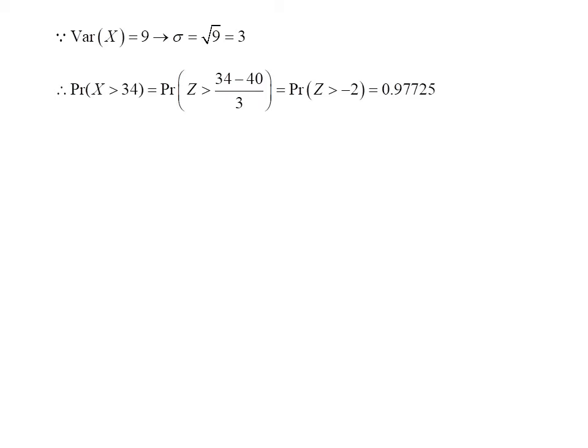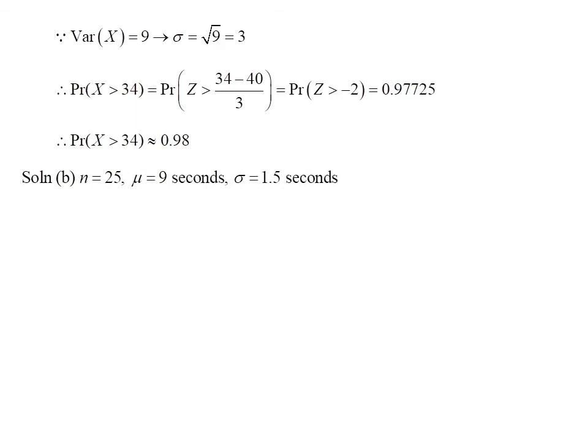So P(X > 34) can be written as P(Z > (34 minus 40) over 3), which equals P(Z > negative 2), which equals 0.97725. Hence, P(X > 34) equals 0.98 approximately. According to the criteria in part B, here n equals 25.